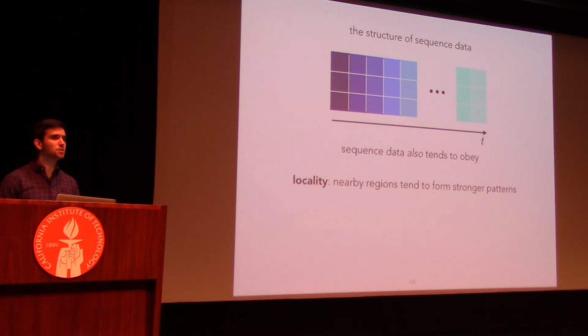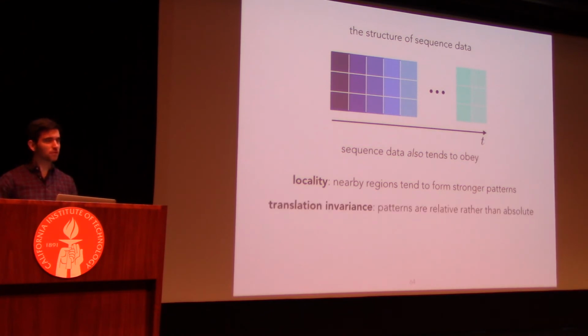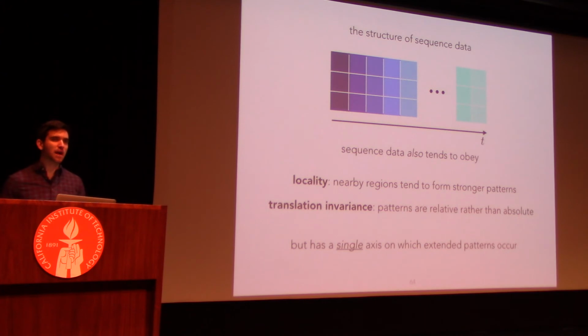So patterns tend to be formed in local regions. If I say one word, there's a certain probability distribution of the next word that's going to come after that. And then there's also this idea of translation invariance, where it doesn't actually matter where it was spoken in the sequence in order to recognize it. The relative patterns are what really matter again. But unlike the spatial data, you only have this single axis along which these extended patterns occur.